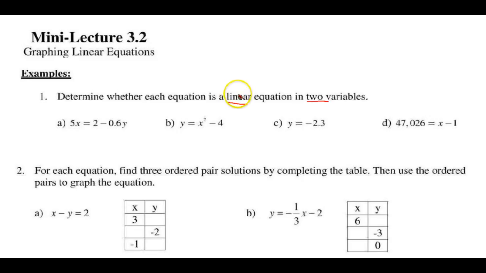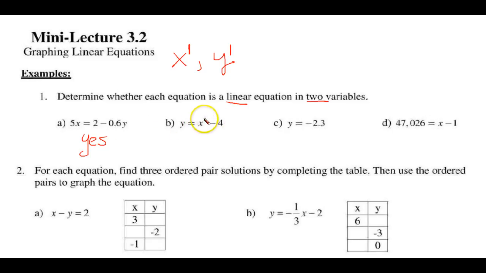So linear in the sense of what makes something linear. Well, the key is when you look at either the x or the y component of the equation, is it to the first power? That is, the exponent is only a 1, or there's no exponent written there? So as we look at this, this is to the first, this is to the first. So is this linear? Yes.